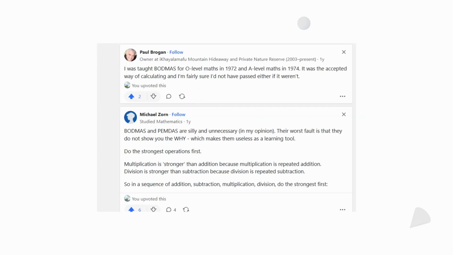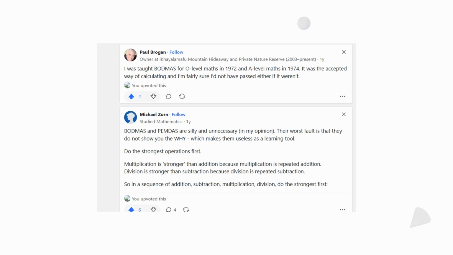But some really good people did respond. The problem is nobody ever reads the comments below the headline. The headline fits the agenda, so they copy and paste it. But here somebody mentions that they studied O level back in 1972 and A level, I guess, in 1974.